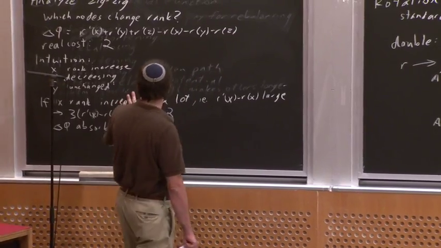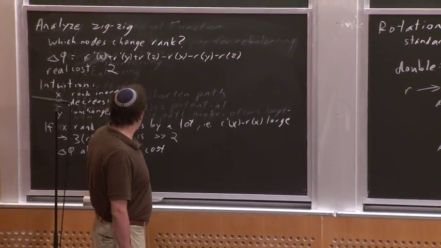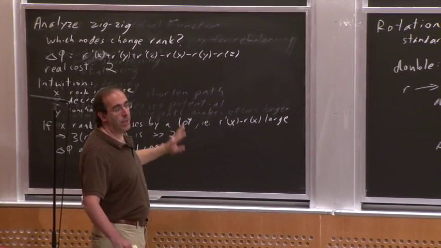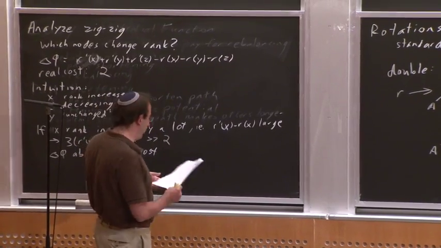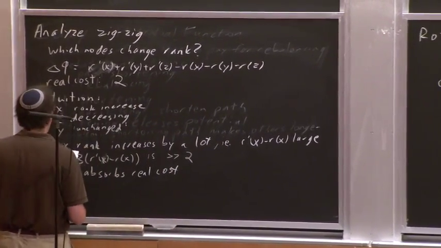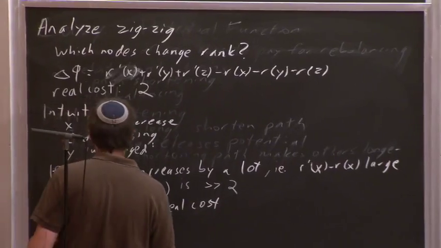So if the amortized cost of this rotation is huge, then we're kind of in good shape. We don't have to worry about the real cost. The worry is, what if it doesn't increase a lot, right?